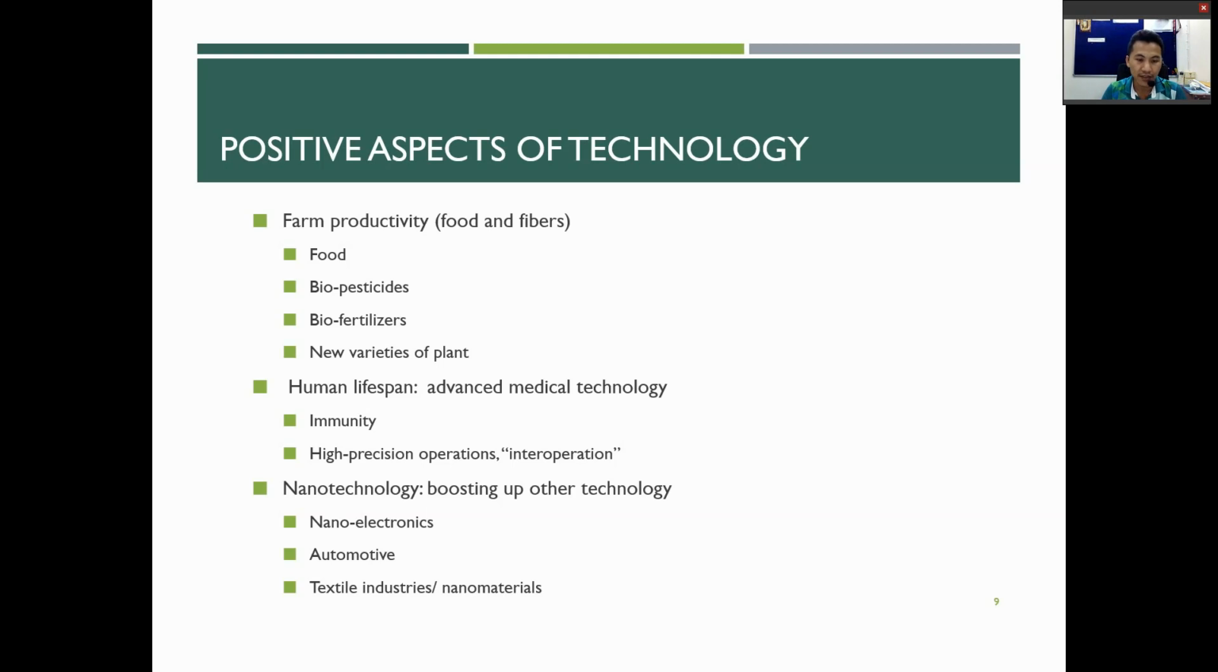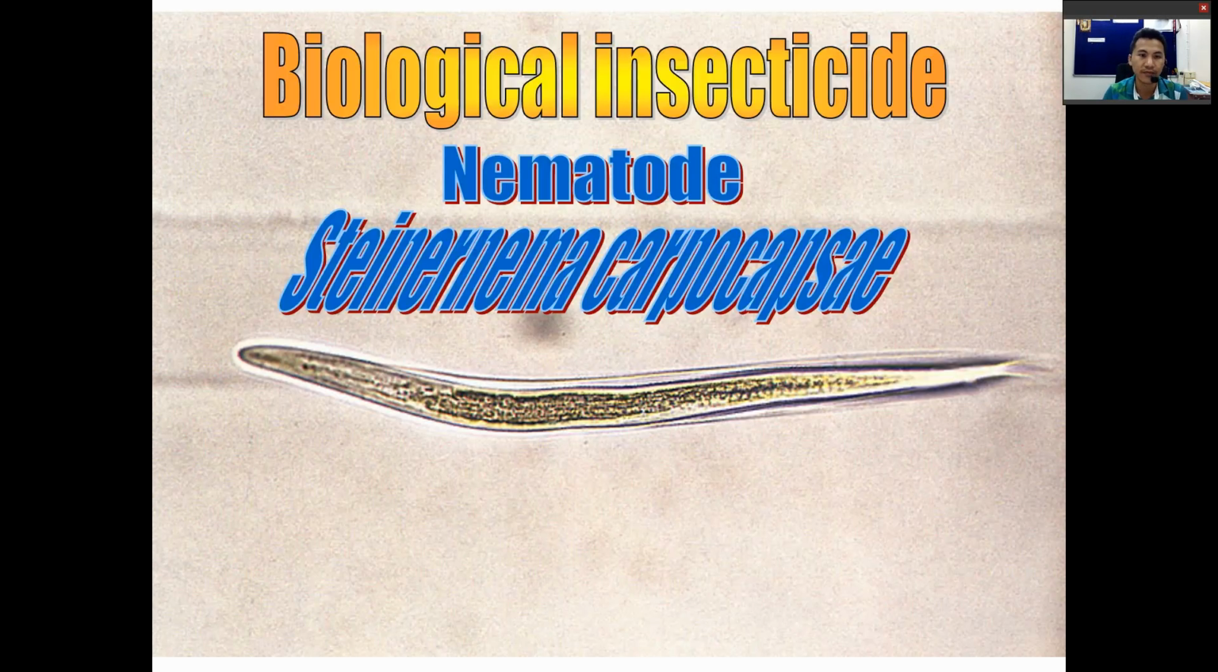All right, the last one is nanotechnology. Nanotechnology is some sort of the study of really small particles that actually interface with so many things, and you can apply this for electronics, automotive, the textile industry, to create some sort of nanomaterial to fix a problem that we have. So this is a bunch of stuff that is actually really positive, that we have with technology. And let me show you something here.